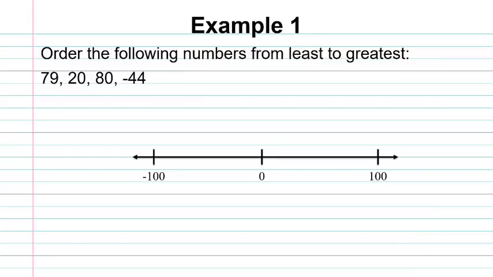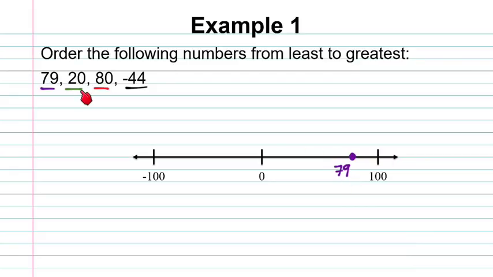Starting out, we have four numbers here that we need to order, and it says in the instructions, order the following numbers from least to greatest. To keep track of this, I'm going to color coordinate it. We look at these numbers and see, okay, this first one, 79, on our number line here from negative 100 to positive 100, 79 is closer to the 100, so I'm going to put a dot over here that's pretty close to the 100 area, and that's where 79 is going to be.